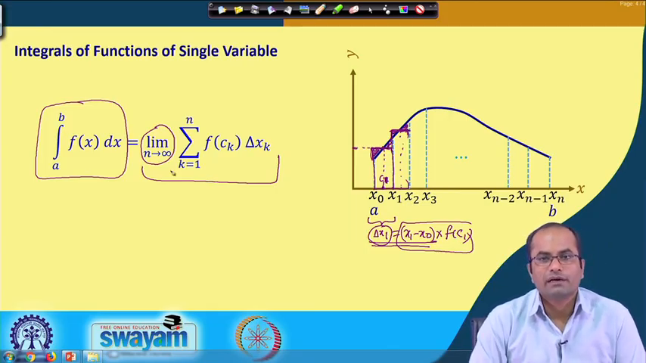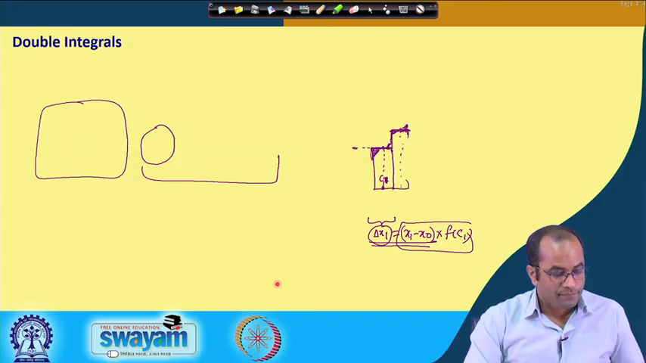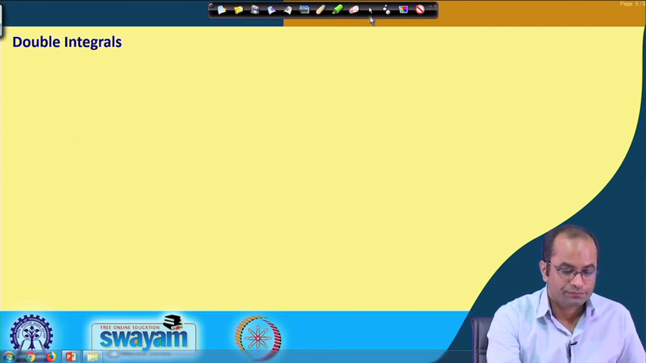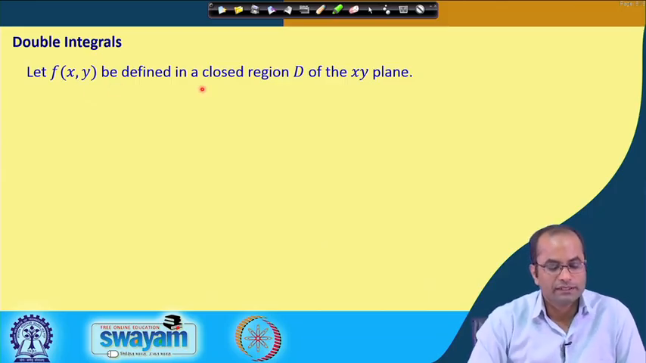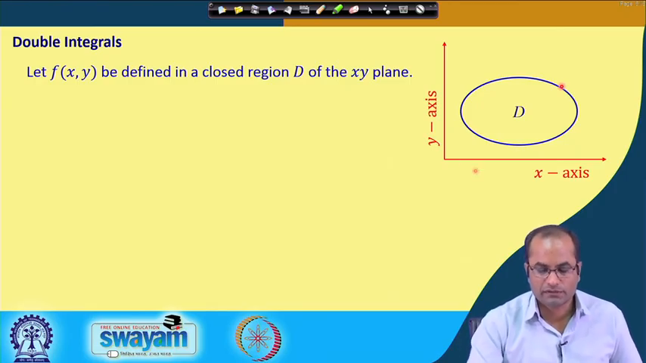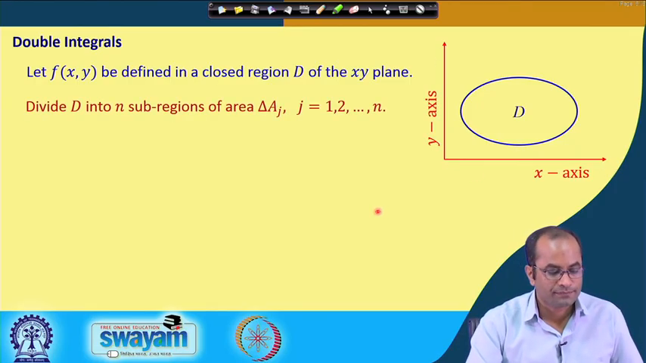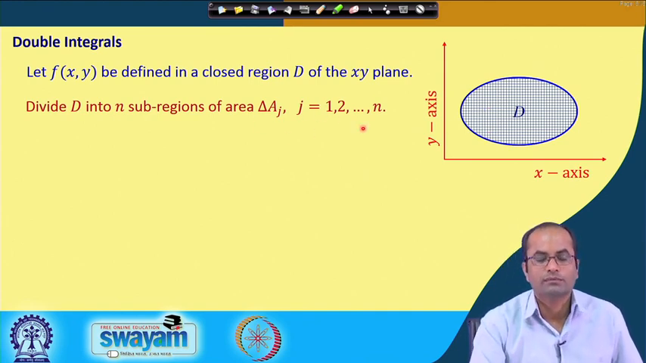So, a similar concept we have for the integral of two variables, or the double integrals. Let us just go through it. In this case, let f(x, y) be defined in a closed region D of the xy plane. So, this is the region here, a closed region D. It can be of any shape in general. Here we have the x axis and the y axis, and then we divide this region into sub regions, into smaller regions of area delta Aj. Each sub region will have area delta Aj, and j varies from 1 to n.